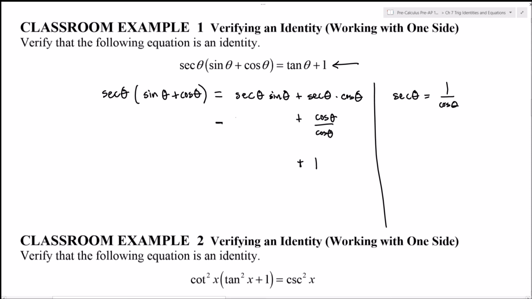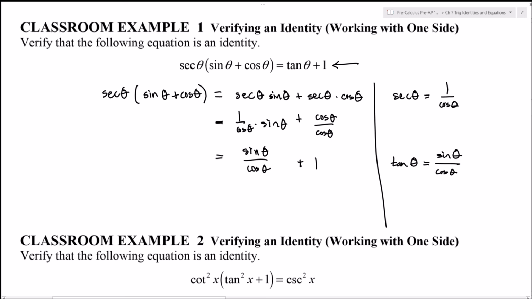So that's 1 over cosine theta times sine theta. And that's the same thing as, if I write that as a single fraction, 1 over cosine times sine, that's the same thing as sine over cosine, which we understand, sine over cosine, that's the second half of the tangent quotient identity. Let me write that down over here on the side. Tangent theta is equal to sine theta over cosine theta. That's what we're basically invoking.